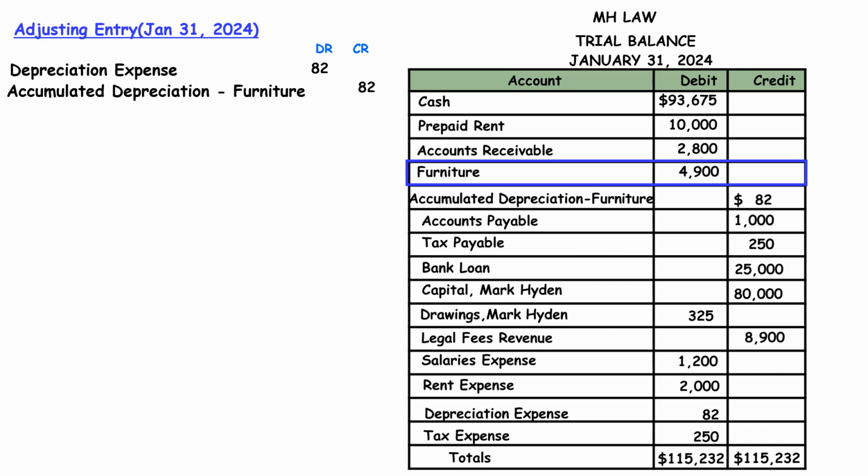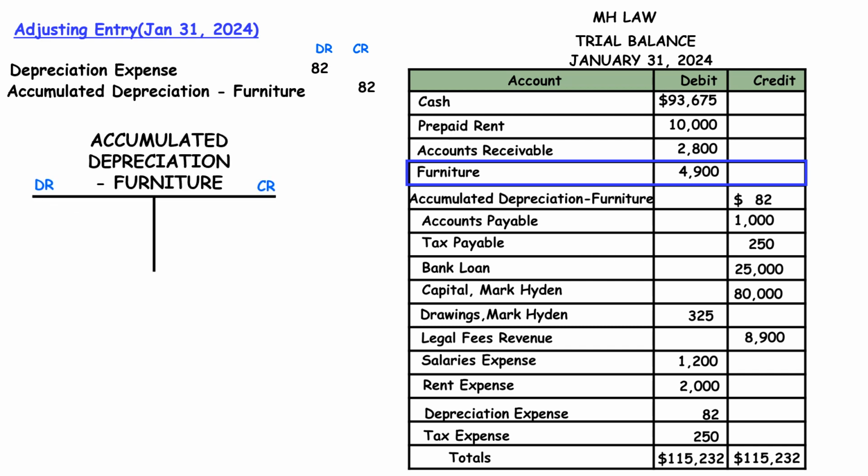We will debit depreciation expense for the usage of the furniture. $82 is for 1 month. And we will credit accumulated depreciation, furniture, $82. We do not credit the furniture account because accounting principles tell us to keep the original cost of the asset intact and reduce it through accumulated depreciation, which you will see how we reduce.